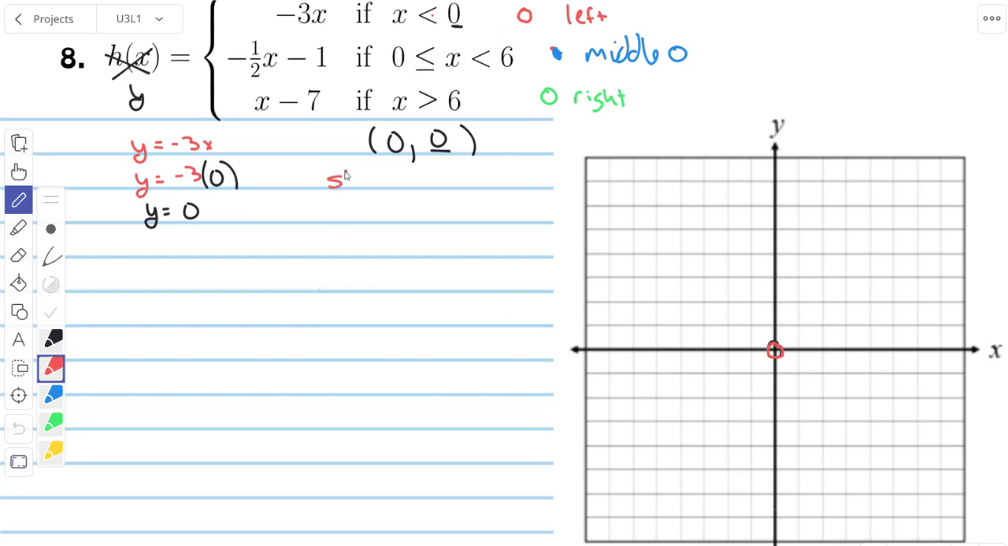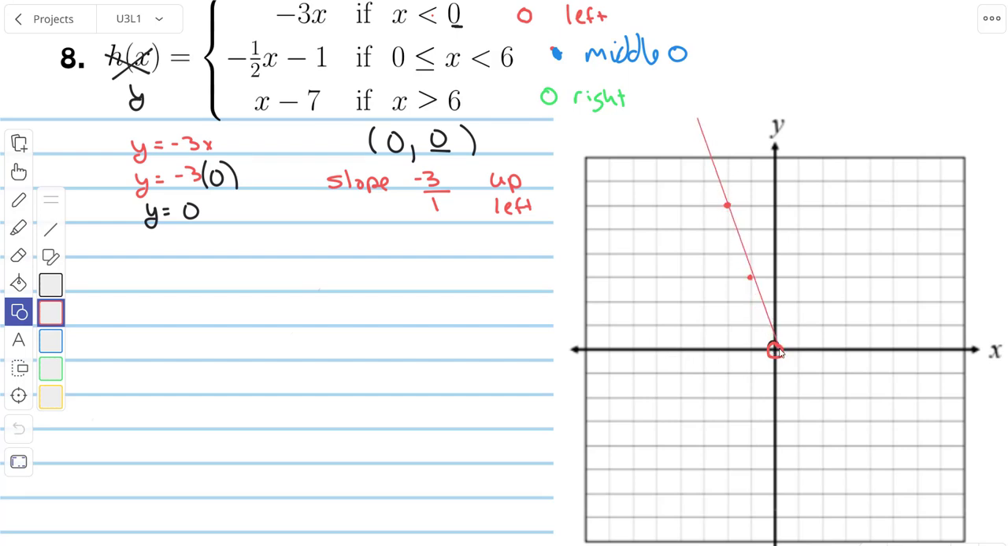And my slope is -3 over 1. And I'm wanting to go left. So I'm going left. That means I need to go up to have a negative slope. So rise 3, left 1. I'm going to go ahead and draw my line with the arrow going towards the left.